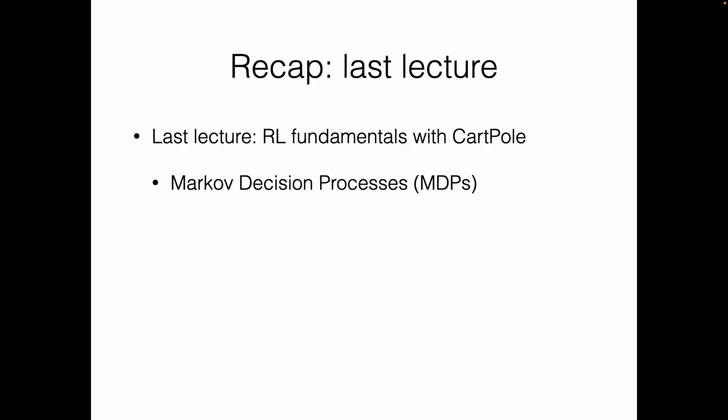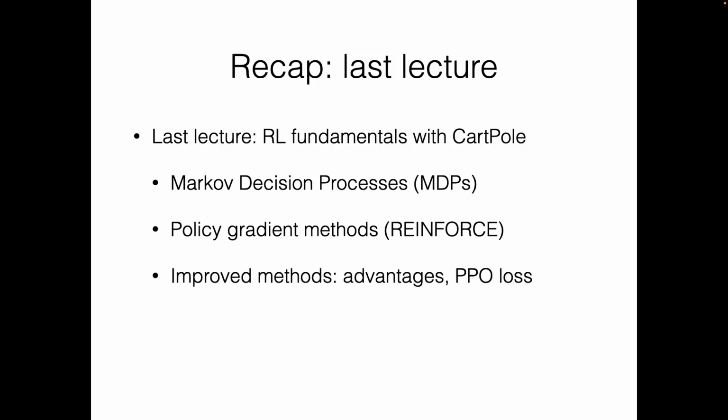So we saw the idea of formulating things in terms of this Markov decision process. We saw these policy gradient methods like REINFORCE. And then we saw a variety of improvements. So using baselines and advantages, and using better loss functions like the PPO or proximal policy optimization loss. And so today we're going to use these with language models, and we're going to see a variety of adjustments or improvements that have been made when applying these to a variety of different tasks.